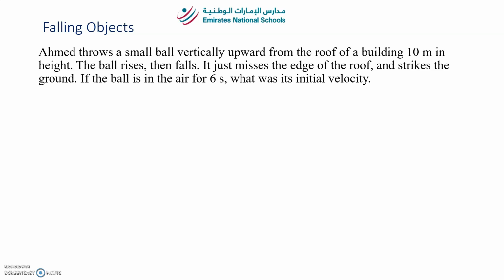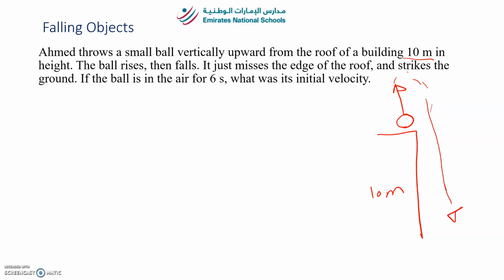Okay, let's solve a practice problem on this one. You have Ahmed. Ahmed throws a ball vertically upward from the roof of a building. The best approach is to draw. So I have a building. The height of this building is 10 meters. And Ahmed threw the ball upward, like that. The ball rises and then falls. So it will go up and then it will fall back again here. It just misses the edge of the roof and strikes the ground.